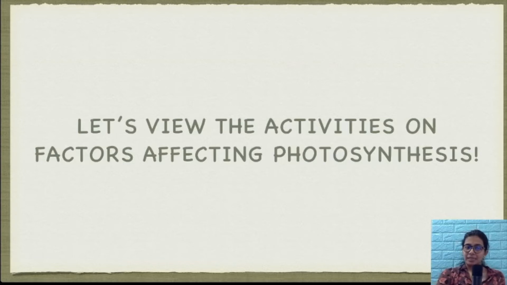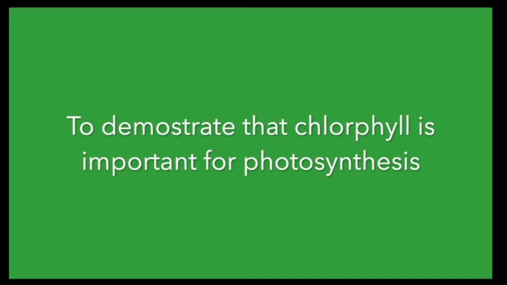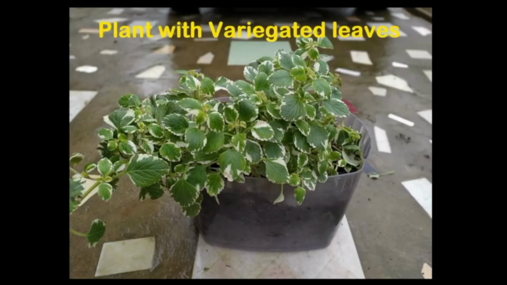Now the exciting time begins. Now let's view the activities on factors affecting photosynthesis one by one. So firstly, we'll witness the activity that demonstrates that chlorophyll is important for photosynthesis, right? So for this experiment, what we need is a plant with variegated leaves. Now, what do you mean by that? Leaves that have both green parts and other colored parts. Such variegated plants are available very commonly. The most common example is money plant.